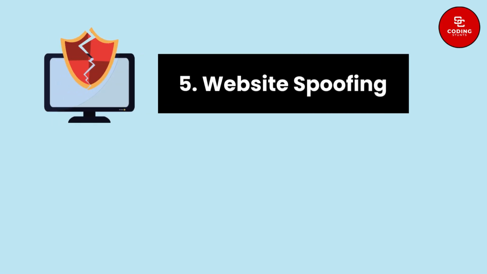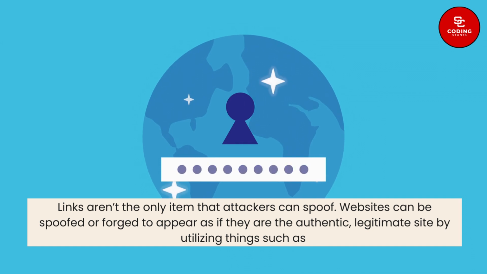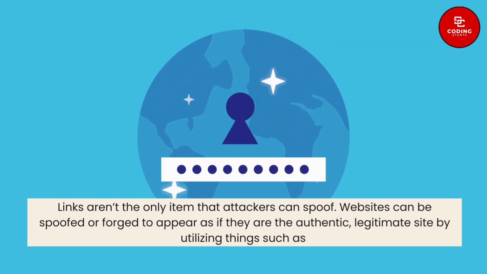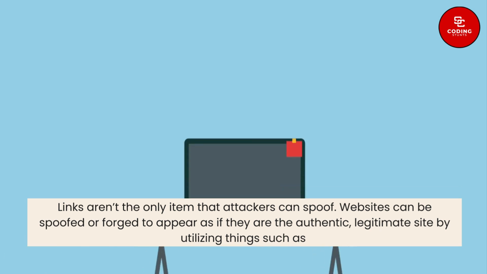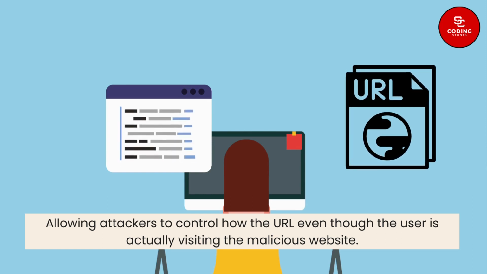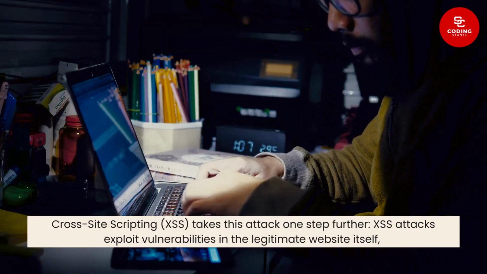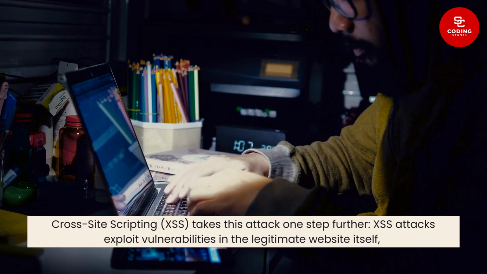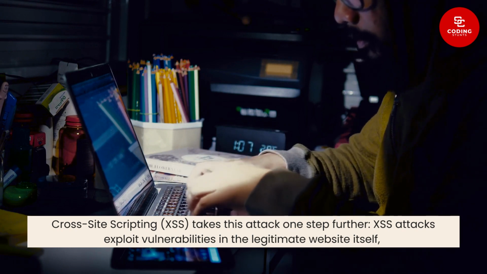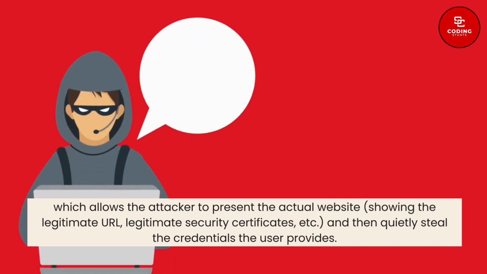Website spoofing. Links are not the only item that attackers can spoof. Websites can be spoofed or forced to appear as if they are the authentic legitimate site by utilizing things such as Flash or JavaScript, allowing attackers to control how the URL appears even though the user is actually visiting the malicious website. Cross-site scripting, XSS, takes this attack one step further. XSS attacks exploit vulnerabilities in the legitimate website itself, which allows the attacker to present the actual website and then quickly steal the credentials the user provides.